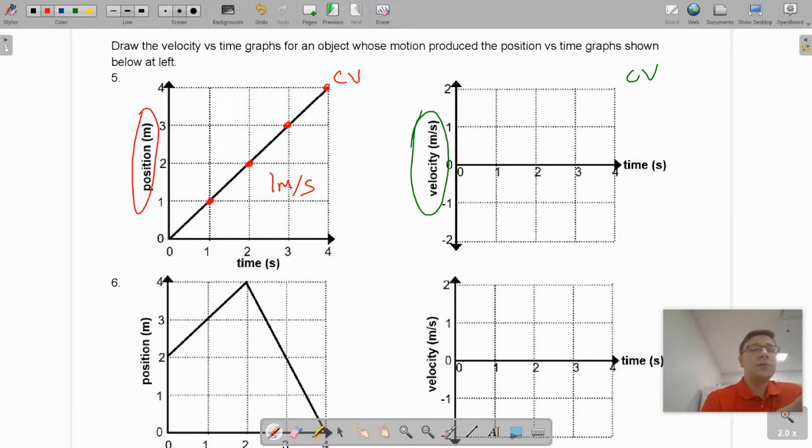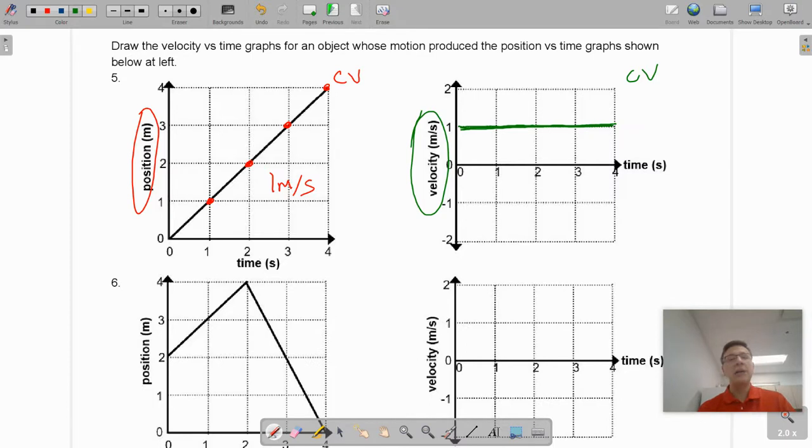Now we want to put this on our velocity versus time graph. This time it does have numbers on it, so we are going to be specific. If it is moving at 1 meter per second, we want to draw a horizontal line right here on positive 1 meter per second. If that slope was negative, we would do it on the negative side of the velocity versus time graph. So just looking at this, it is very apparent that constant velocity on position versus time is angled, whereas constant velocity on the velocity versus time graph is horizontal.